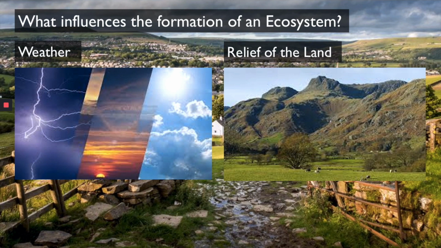The weather, sunshine, rainfall, they're the conditions that you find outside at any one time. The relief of the land is the height and the shape of the land. So mountains, hills, flatlands, valley sides. That's what we refer to as the relief of the land. As the weather changes, as the relief of the land changes, you're going to have changes in the types of ecosystem in an area. Let's now have a look at the weather conditions and the relief of the land that we have in different parts of the Rossendale Valley.